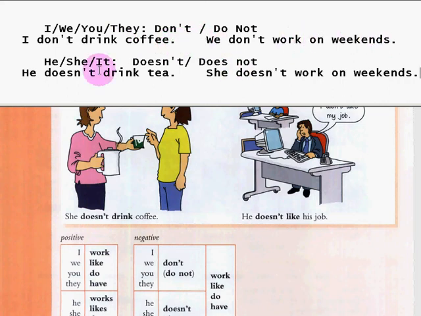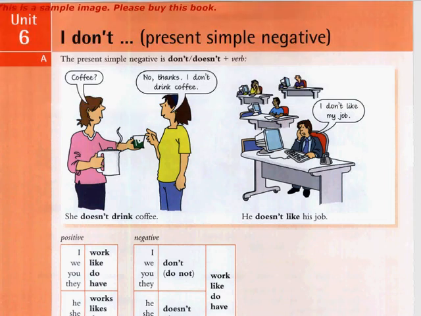But for the words he, she, and it, and for proper nouns, we use the word doesn't or does not. He doesn't drink tea. She doesn't work on weekends. Those are perfect examples of how to use the present simple negative properly. Okay, now we can move on to more things about the present simple negative tense.